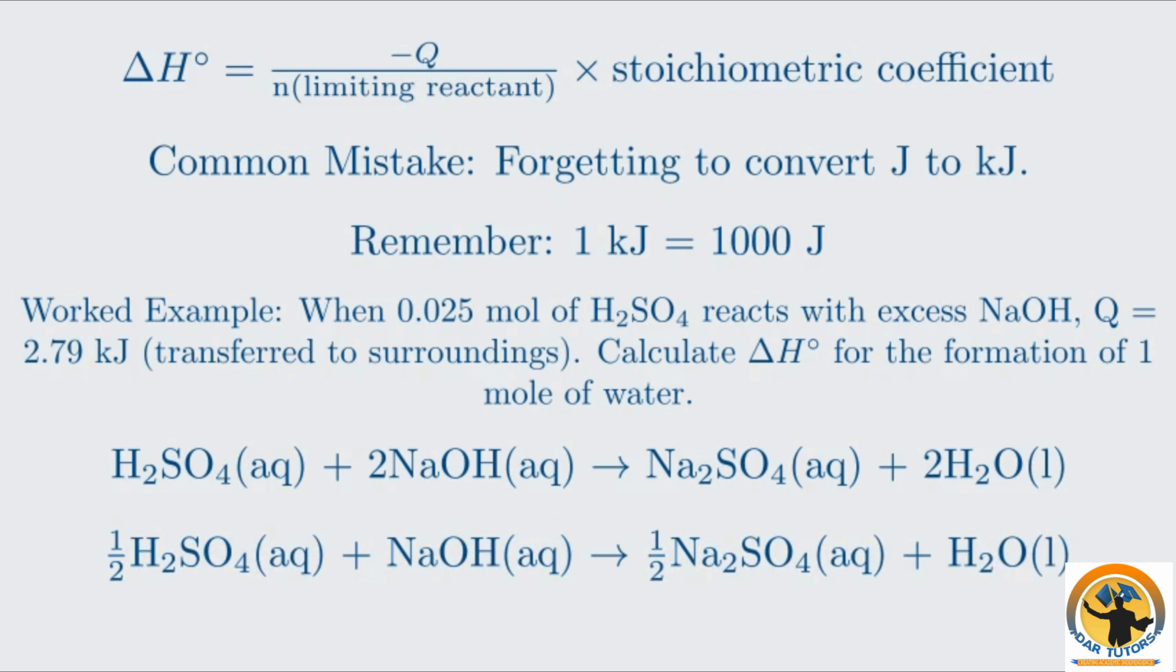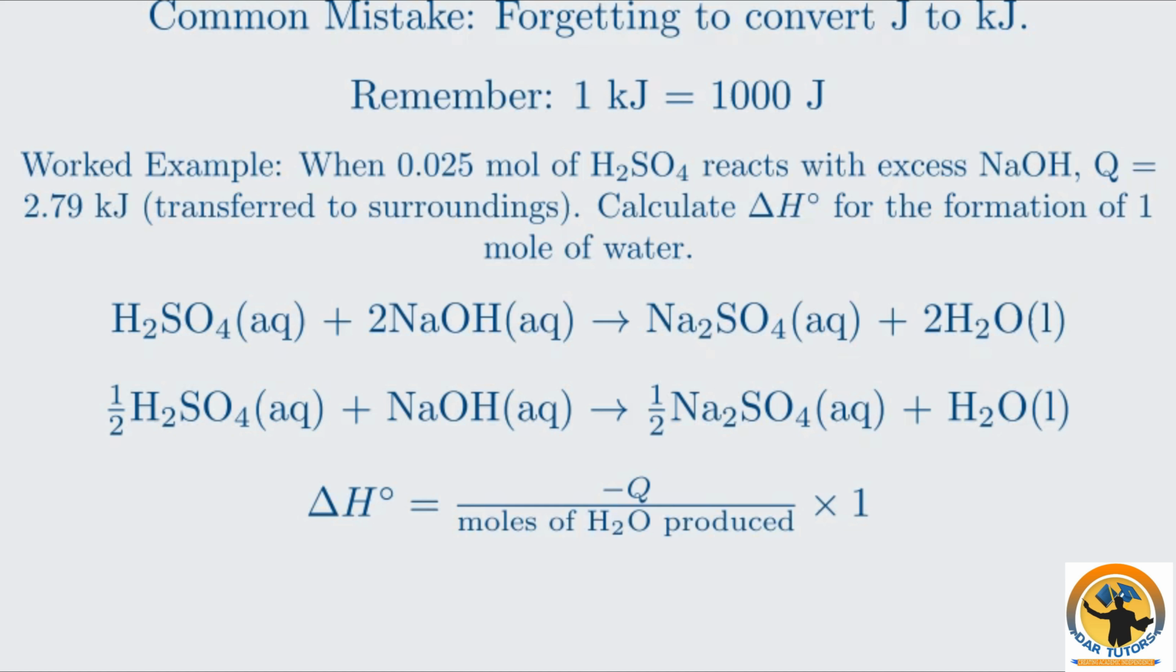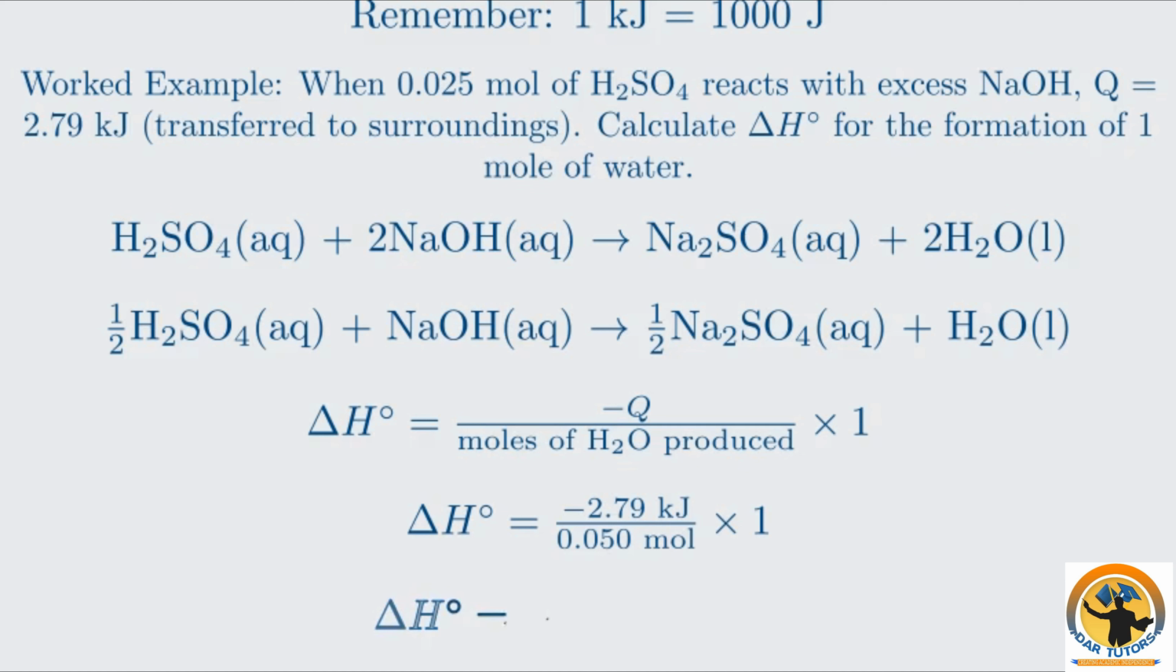Now we have 0.025 moles of sulfuric acid reacting. From the 1 to 2 mole ratio, we must have 0.050 moles of NaOH reacting to produce 0.050 moles of water. We calculate delta H naught using the original Q value and divide by the moles of water produced, which is 0.050. We also need to multiply by the stoichiometric coefficient for water in our target equation, which is 1. Solving this gives an enthalpy change of negative 55.8 kilojoules per mole. The negative sign confirms the reaction is exothermic.